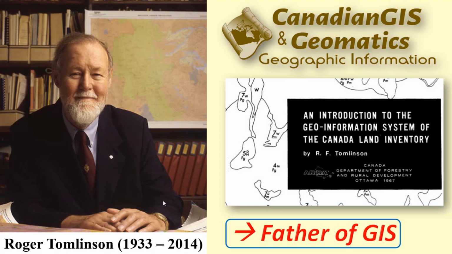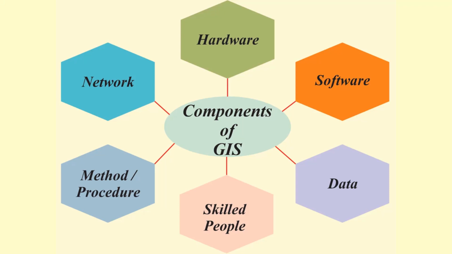His GIS approach reduced the task from several years to several weeks and 18 million Canadian dollars to 2 million Canadian dollars for land use planning activities of the Canada Land Inventory. Following him, several GIS software were developed by different people in different time periods, which also continue today. Now we will discuss the components of GIS. The components of GIS can be classified into 6 groups such as hardware, software, data, skilled people, method or procedure, and network. We will discuss each one of these in detail.